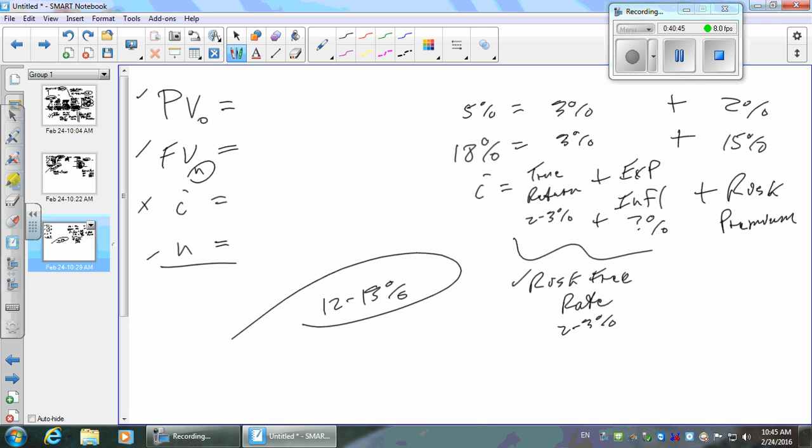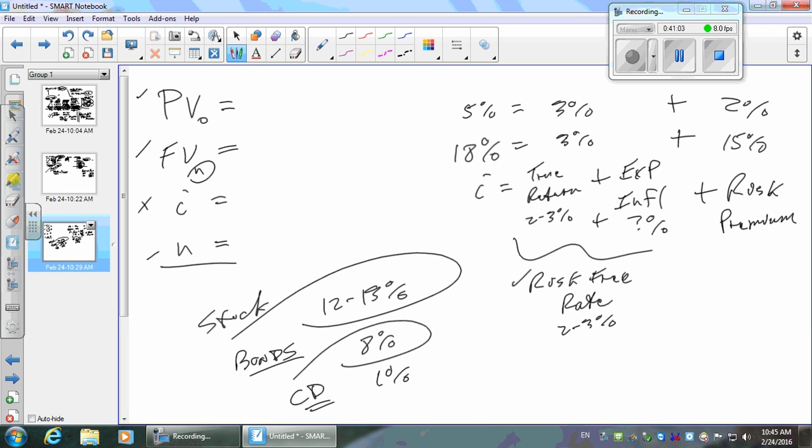That's in the stock market. If you're in the bond market, you're earning about 8%. So this is stock. This is bonds. If you're doing certificates of deposit, CDs at a bank, you're earning 1%, which is less than inflation. You're losing money. Savings accounts are even less than that, aren't they? Unbelievable. You almost pay them to take your money.